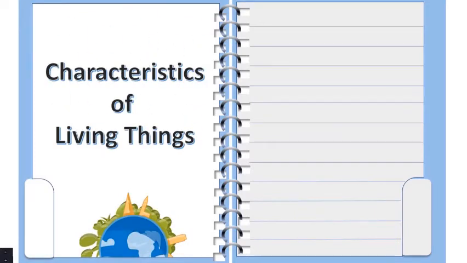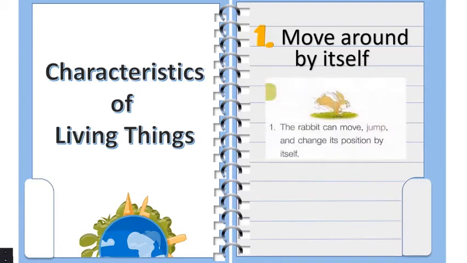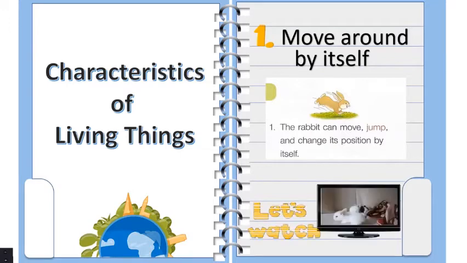Number 1, move around by itself. Look at the rabbit. The rabbit can move, jump, and change its position by itself. Most of the living things, such as people and animals, move by themselves. We don't need somebody pushing us to move on our own. Let's watch the video.